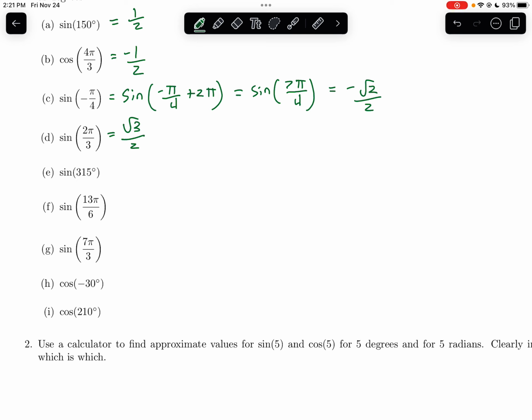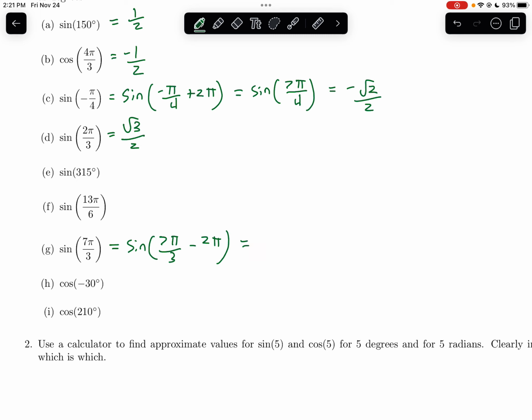Something like part G here, this is not between 0 and 2 pi, right? So you can find its coterminal counterpart, and because it's bigger, you need to subtract 2 pi, because 7 divided by 3 is more than 2. So you need to subtract. If you added, you would be getting further from where you need to be.